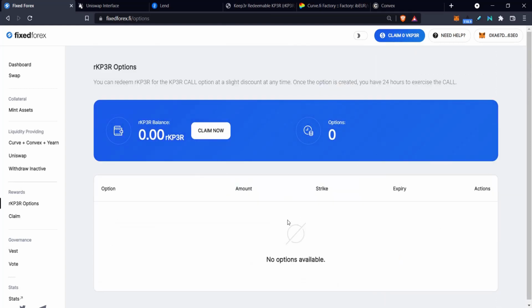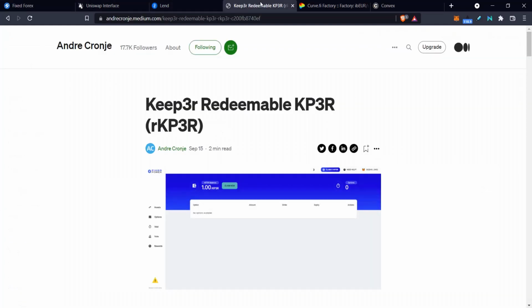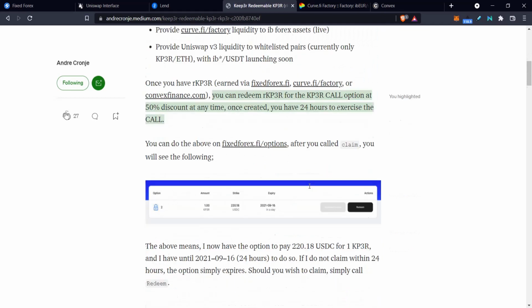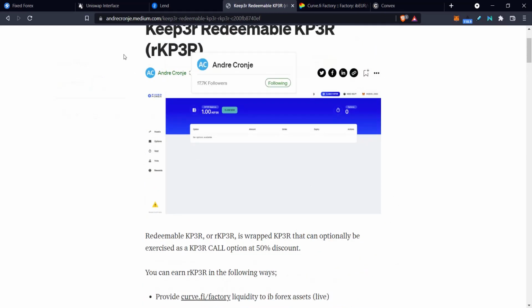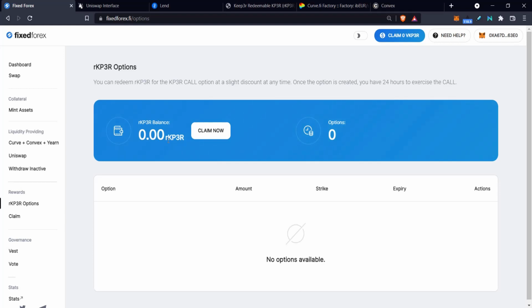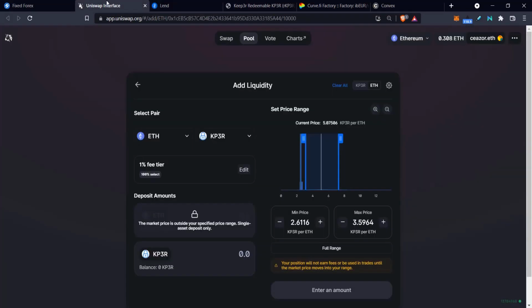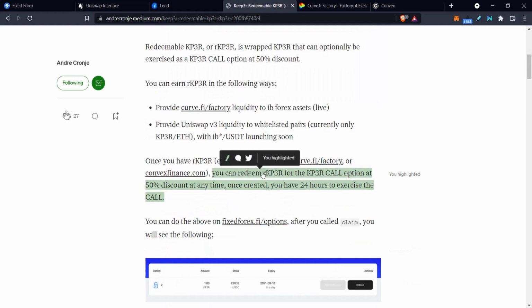Now I don't have any rKeeper either, so I can't really show you what it looks like, but I did some digging around and I did find this article by Andre Cronje here, and he talks about this and gets into a lot of options. So basically, when you farm for a little while, you get these rKeeper tokens, and then you can bring the rKeeper tokens to this page here, and you can redeem them or use them to get some oKeeper tokens. Now, oKeeper tokens are like options, and basically, the options rules is you can buy Keeper at a 50% discount.